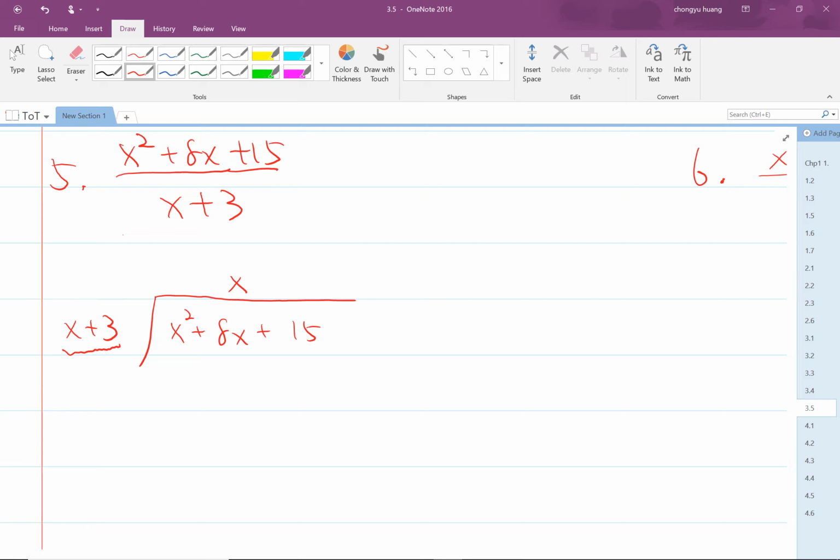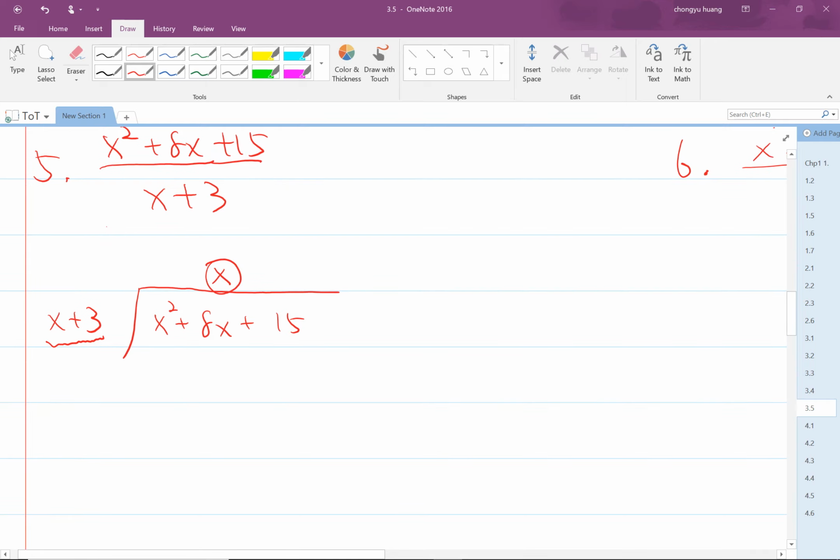So why are you putting x? It's simply because of x squared. You want to make it equal to x squared, so that's why you multiply by x. So x multiplied by x is going to be x squared, and then 3 multiplied by x is going to be positive 3x. That's basically how the old method works.